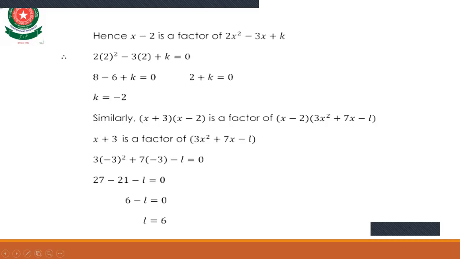And x plus 3 is a factor of q of x. So x plus 3 equal to 0, the value of x is equal to minus 3. Putting the value of x equal to minus 3 into q of x, 3 square is 9, 9 threes are 27, 7 threes are 21, minus l equal to 0. 27 minus 21 is 6 minus l, and the value of l is equal to 6. Here the value of l is 6 and the value of k is minus 2.